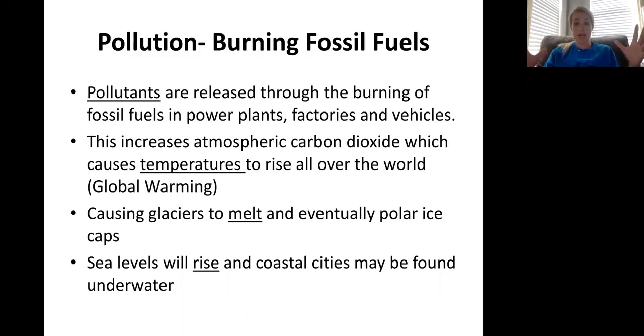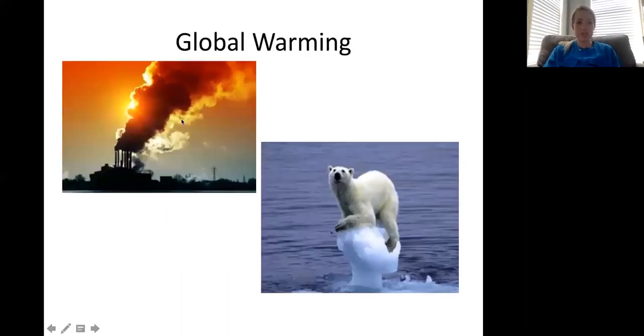And if you think about stacking all these people that live on the coastal cities into the middle, it's going to be crazy. It would be just a whole different world. So here are some pictures. Right here on the left picture, we have pollution from a power plant. I'm sure you all have seen this when you drive along the side of the road.